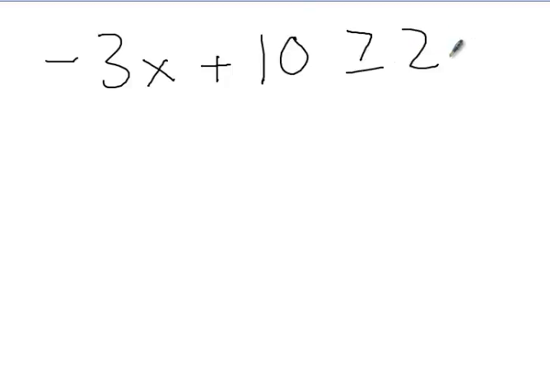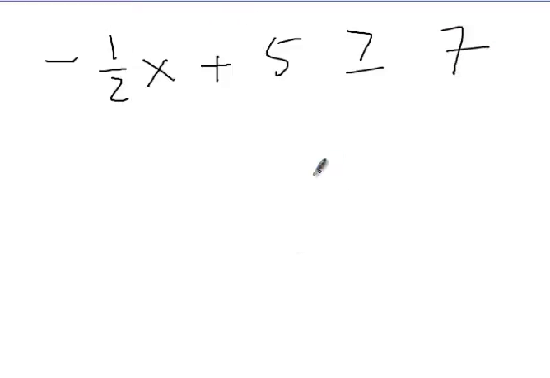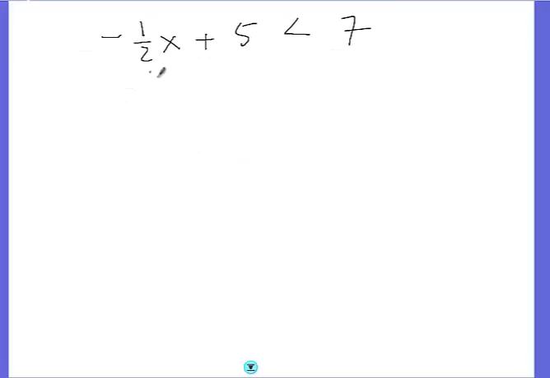Let's see. Actually, this one's too similar to the last one we did. Let's say we do negative 1/2 x plus 5 is, and I don't like greater than or equal to, let's change it to less than 7. So you have negative 1/2 x plus 5 is less than 7.